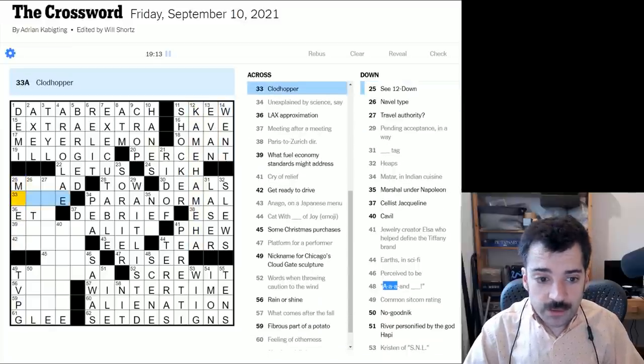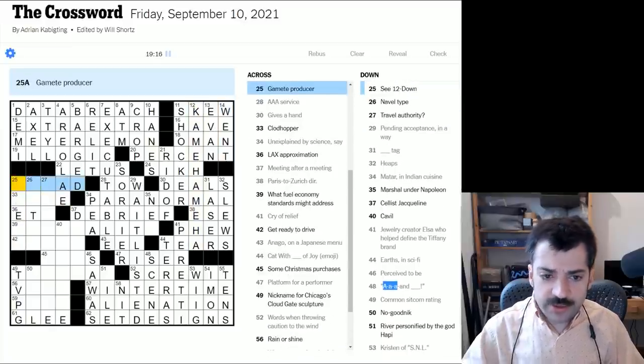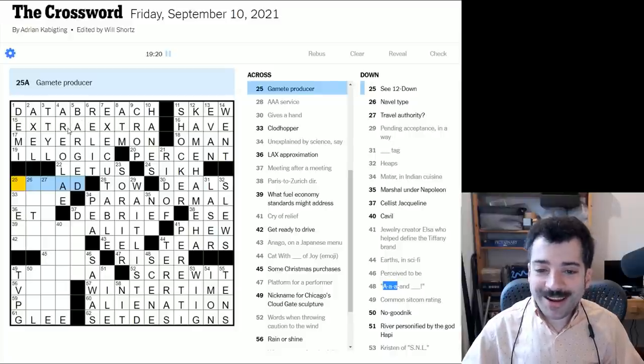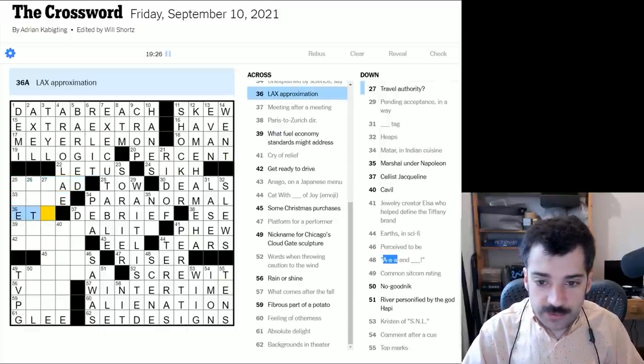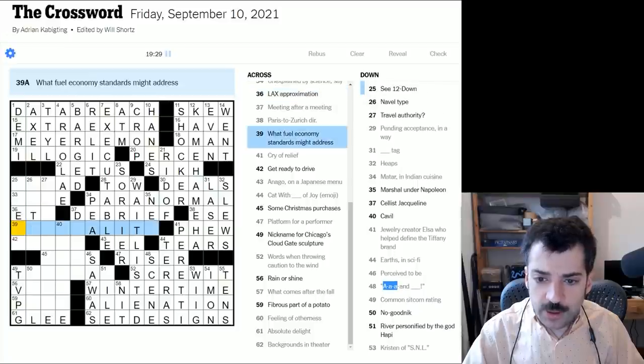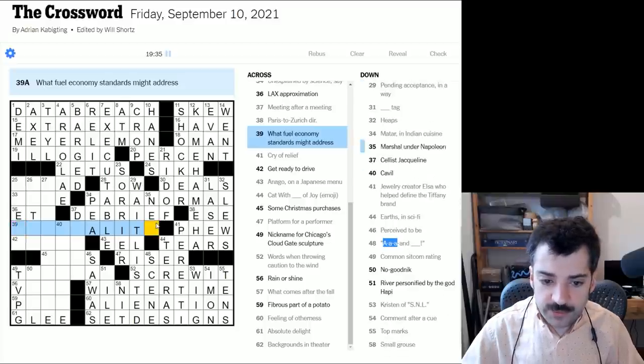You never know. What is the theme here? Is there a theme? I mean, no, there's not. Right, of course. Friday and Saturday are themeless, as we now know. So, all right, let's head back to this area of the clue. What fuel economy standards might address? And then what was this down here?